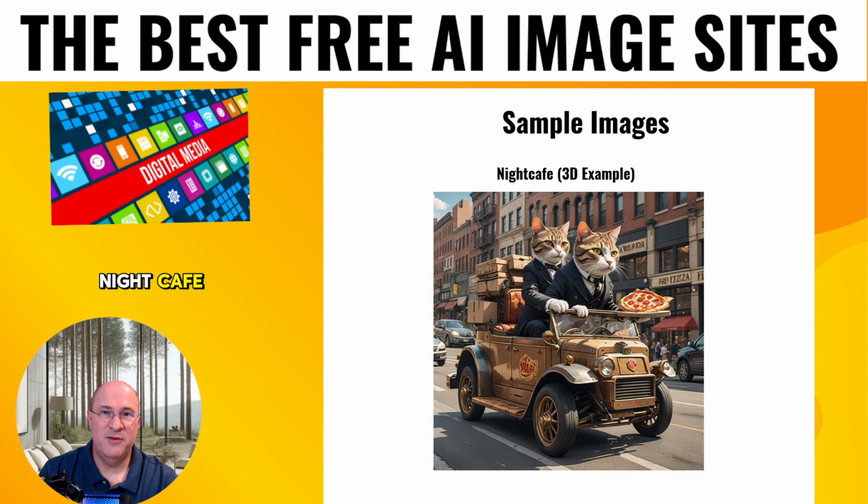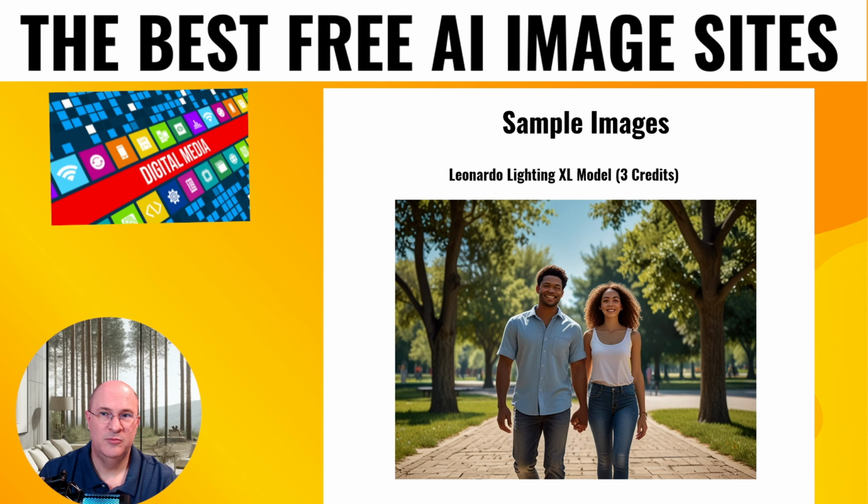Moving on to Night Cafe, this is an example of a 3D image. And here I've got a couple of cats with a steampunk setting, and they are delivering pizzas to a downtown area. Let's hope those pizzas stay fresh, but I have a sneaking suspicion the cats will probably eat it before it gets delivered. Here we've got a realistic image created by Leonardo AI of a couple walking in a park somewhere.